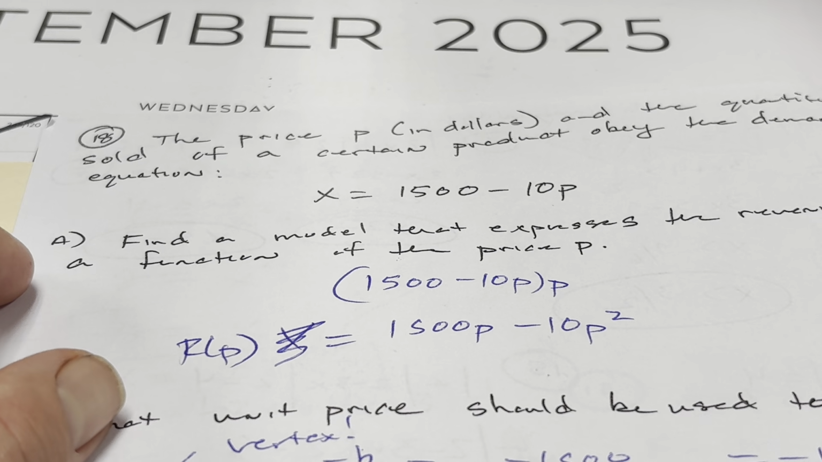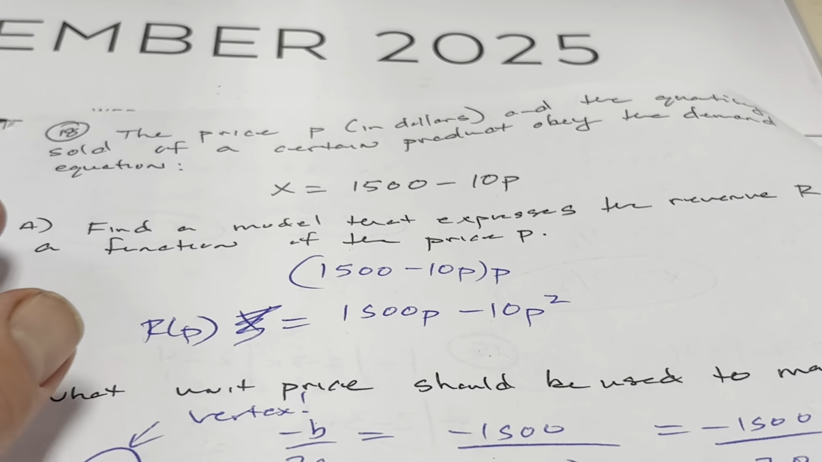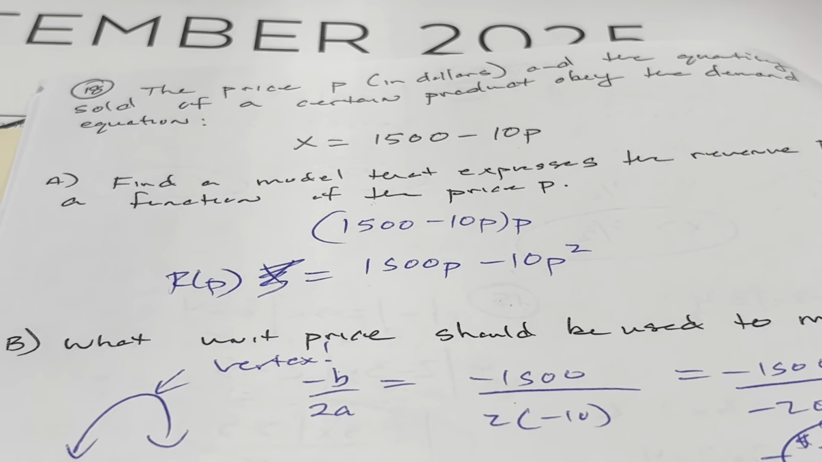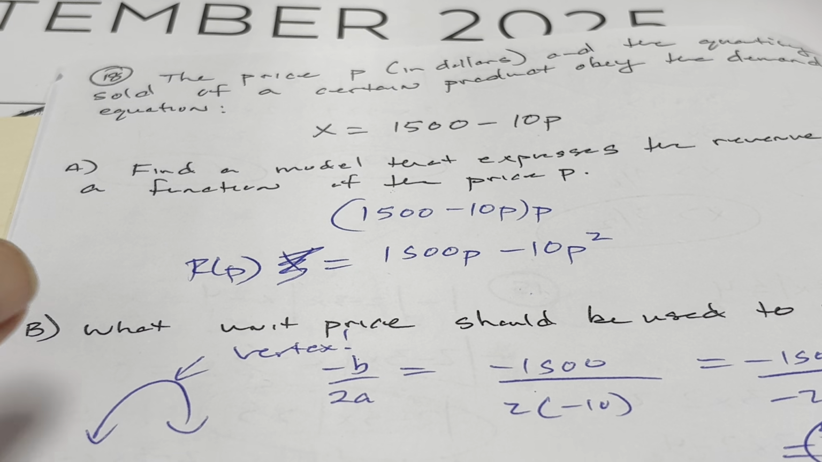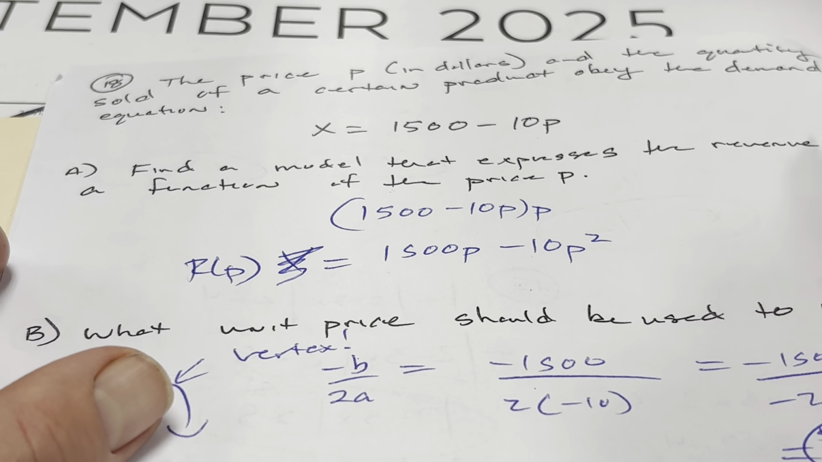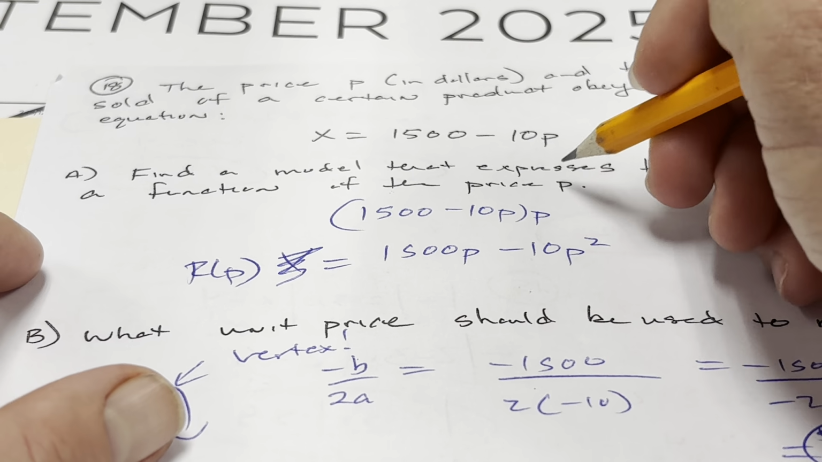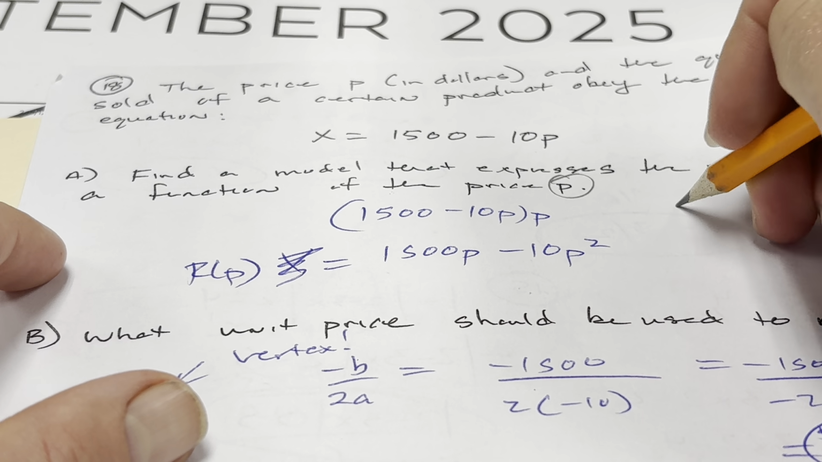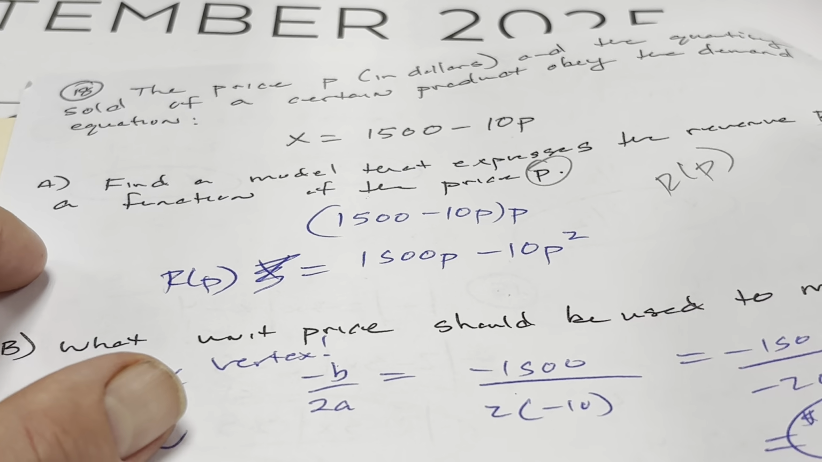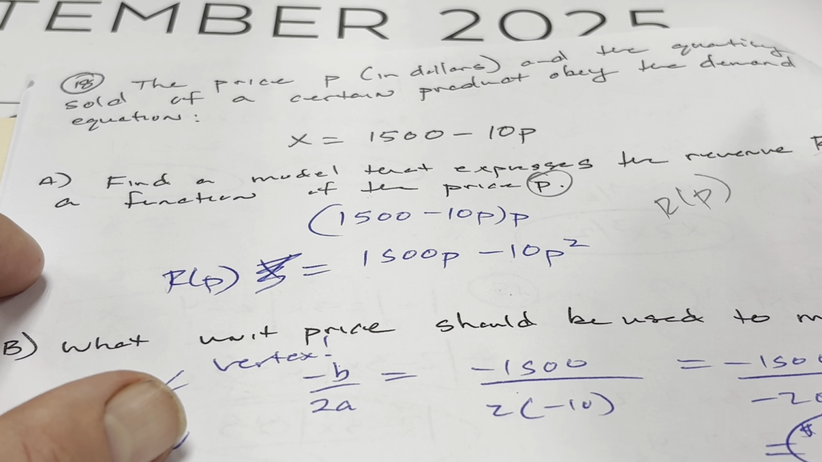All right, so the price P in dollars and the quantities sold of a certain product obey the demand function X equals 1,500 minus 10P. So find a model that expresses the revenue R as a function of P. So that means it's got to be R of P, all right? P has to be the independent variable.